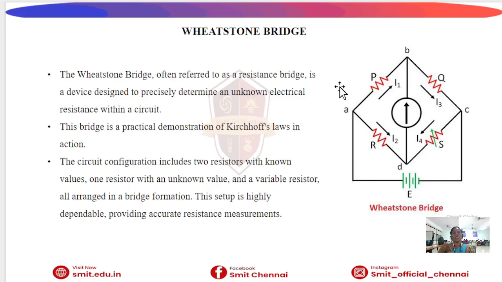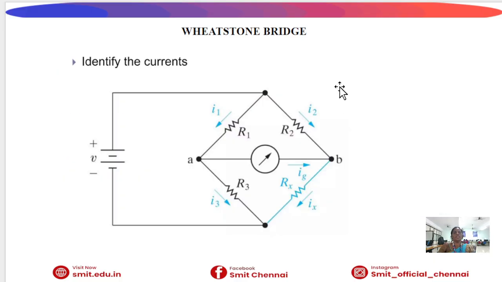Using this relation, the unknown resistance can be calculated accurately. Wheatstone bridge is very reliable and gives accurate results because at balanced condition, the galvanometer resistance does not affect the measurement and there is no power loss in the galvanometer branch. Hence, the Wheatstone bridge is widely used for precise resistance measurement and in sensor-based applications such as strain gauges and in temperature measurement.